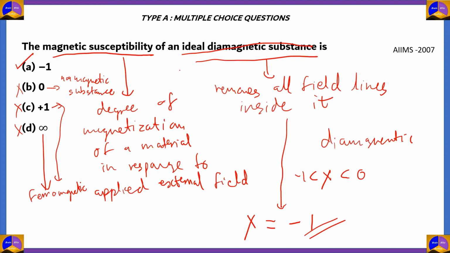For diamagnetic substances, the magnetic susceptibility is always negative, lying between 0 and -1. And since we're talking about an ideal diamagnetic substance which removes all field lines inside it, the magnetic susceptibility has to have its most minimum value, which is -1.